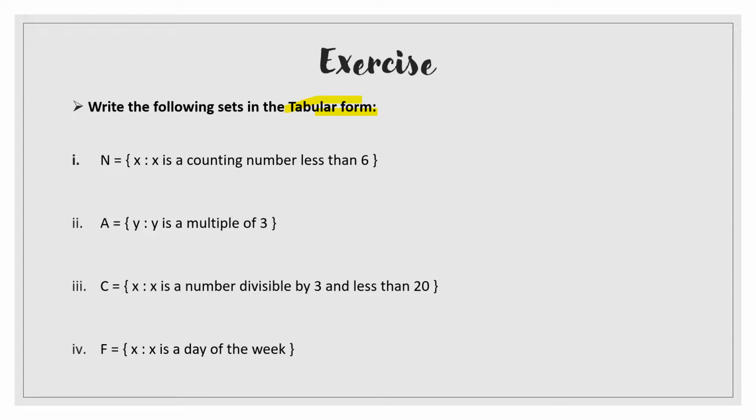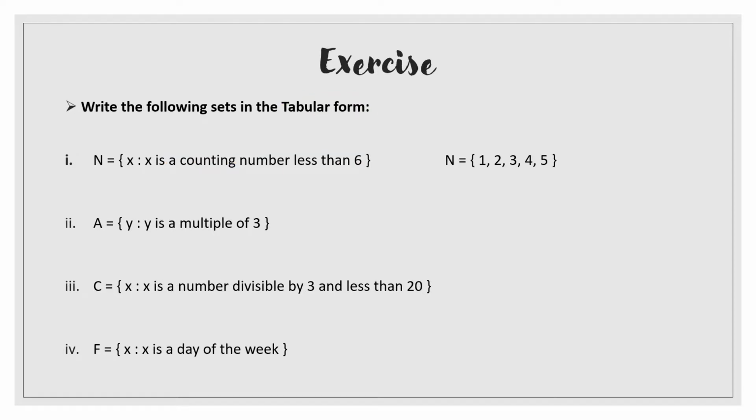N is a set of elements X such that X is a counting number less than 6. So we have to write the numbers less than 6. So this set N will be written like this: N is equal to 1, 2, 3, 4, 5.